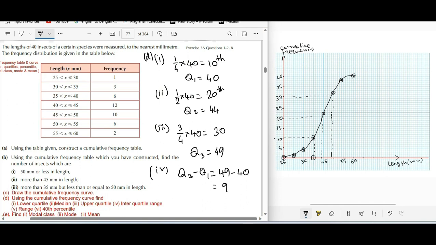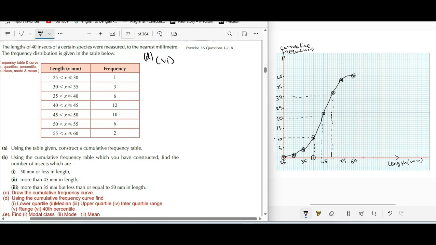And after that you need to find the range. Now range is the largest value minus the smallest value. So this would be 60 minus 25. The range would be 35.